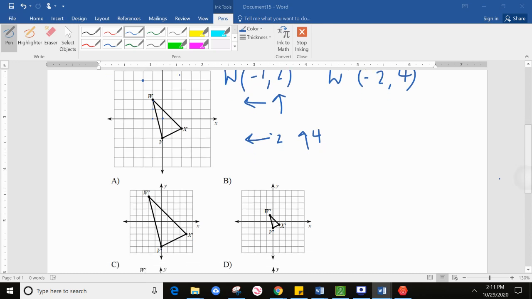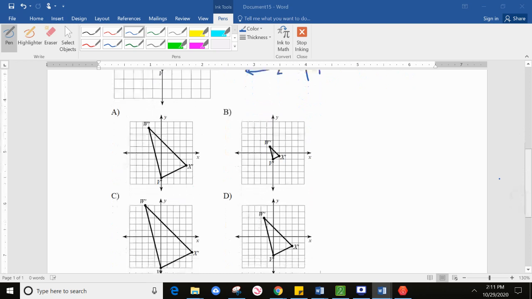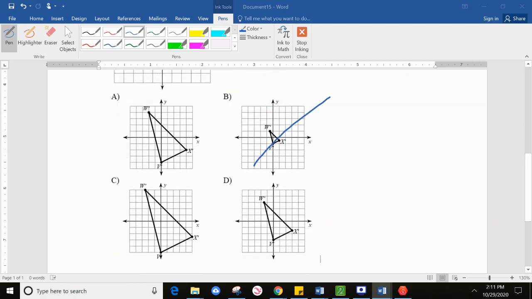We're looking for a W prime -2, 4. And okay, so we know it's not one of these. Those aren't looking like what we need. But from here, let's see, we've got -2, 1, 2, 3, 4. I think it's this one. Let's just double check. 1, 2, 1, 2, 3, 4. Yeah, I believe we're looking at choice A here.